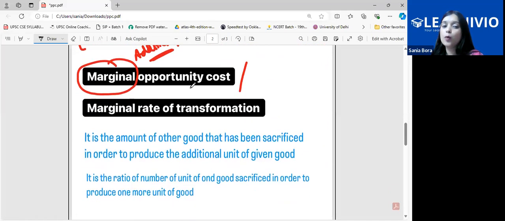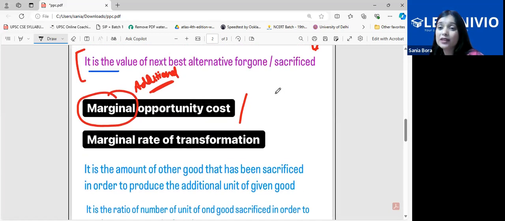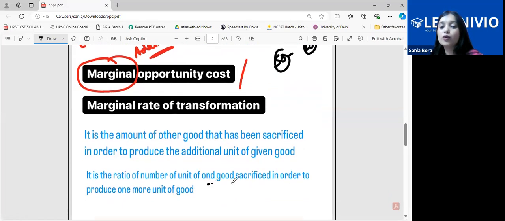Now, marginal opportunity cost, and there is one more name for it, which is marginal rate of transformation. It is the amount of other good that has been sacrificed in order to produce the additional unit of a given good. So over here, they will tell you that you sacrifice 50 rupees in order to produce 20 rupees. So it is the ratio of number of units of one good sacrificed in order to produce another good.